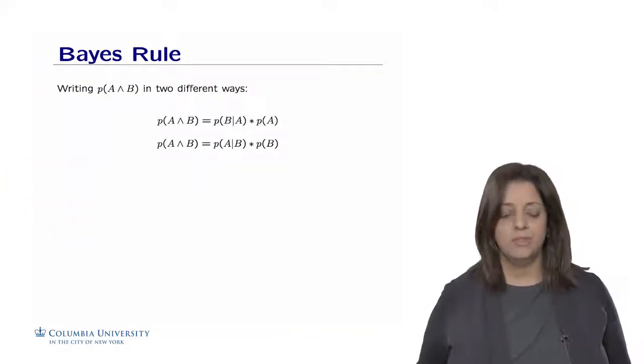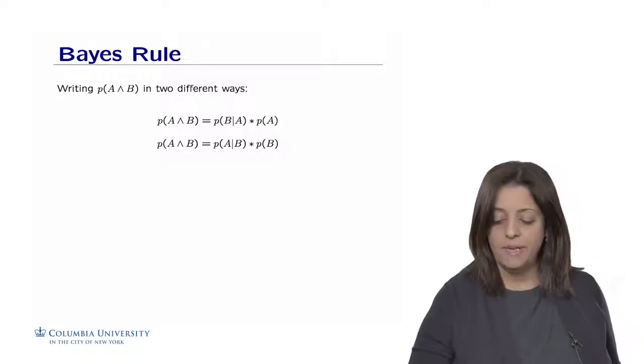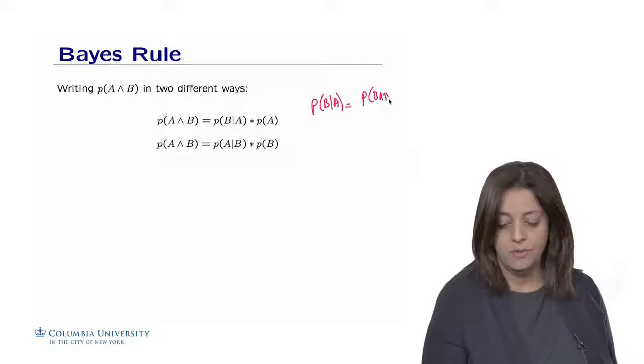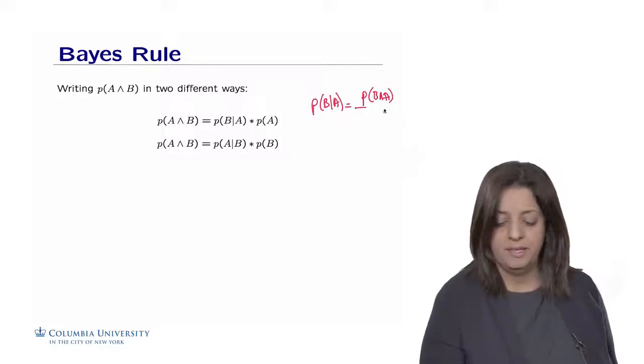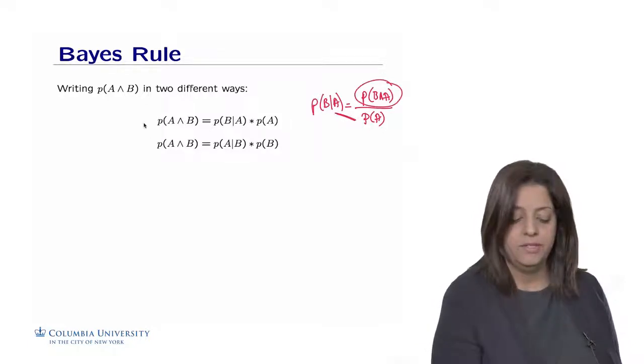It's also possible to write P of A given B in terms of P of B given A times P of A by just applying the Bayes rule one more time, but this time instead of writing P of A given B, we would write P of B given A is P of B and A, which is also P of A and B similarly, and divided by P of A. So we could also do the product of these two and have the term written this way.